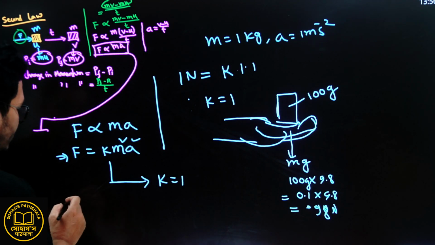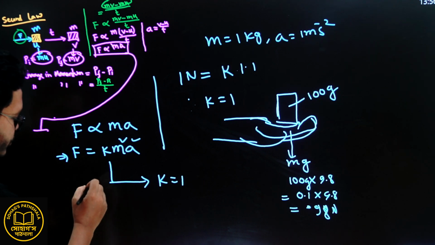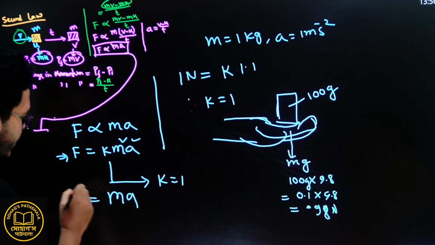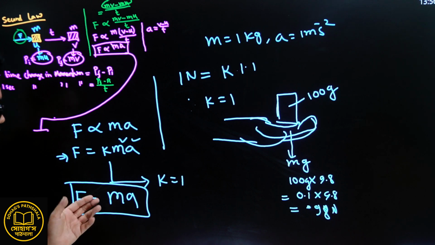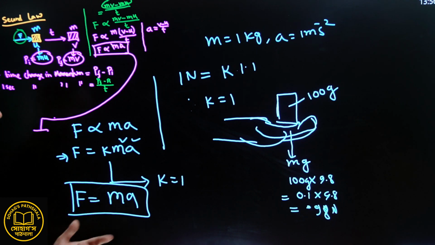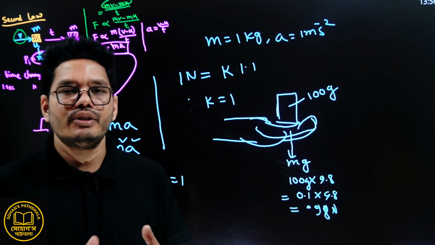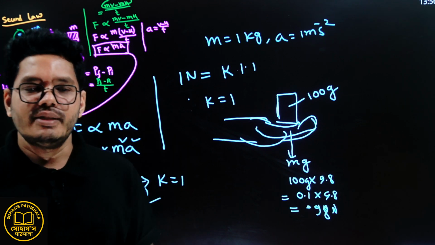Now we can write F equals ma for every Newton. For 5 Newtons, just multiply it by 5. So that's the equation developed. And how can we actually use this equation to solve problems? Let's see a problem.